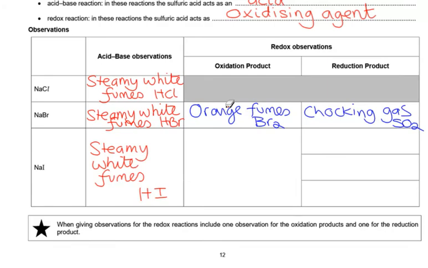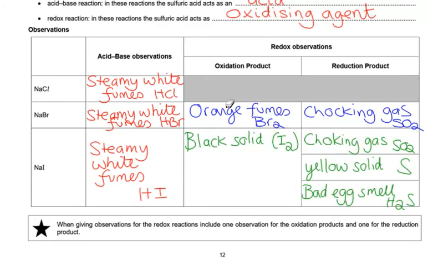With the solid iodide and sulfuric acid, you'll see a black solid formed of iodine, and you'll also see a choking gas for SO2, then the yellow solid for sulfur, and a bad egg smell for H2S. So the iodide ion can form all of the products. This table just summarises the observations that you will have seen. As I say, we've demonstrated this, or do have another look at the video on it to make sure you're happy with the observations, and then we'll look at writing reactions for them.